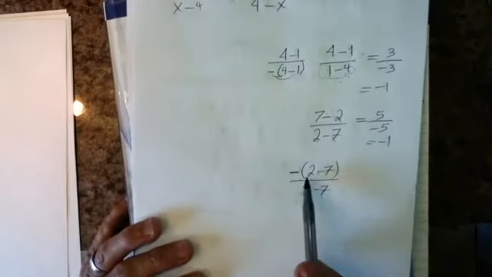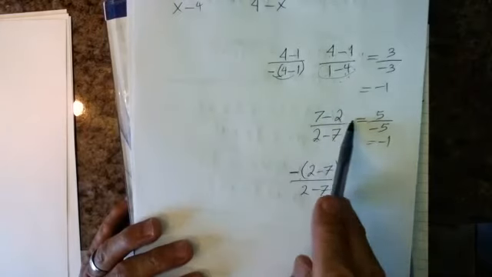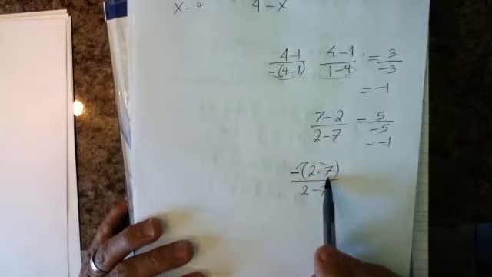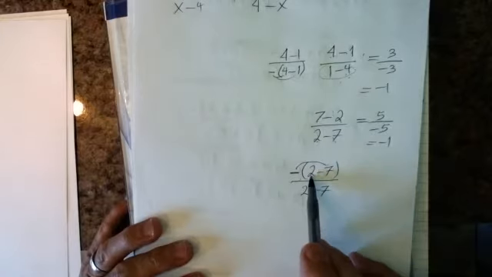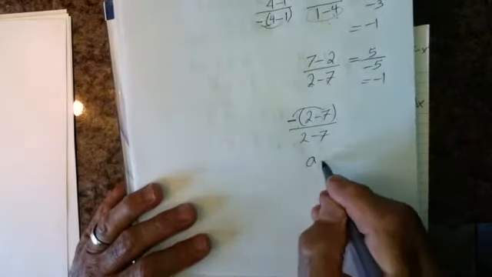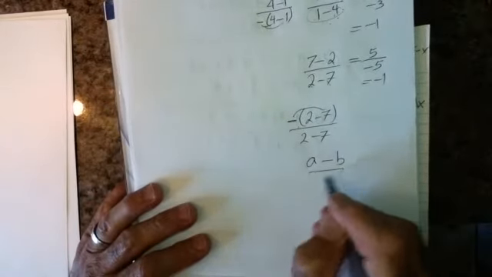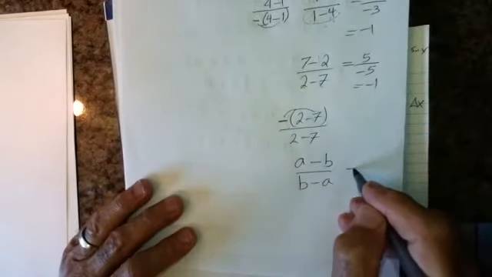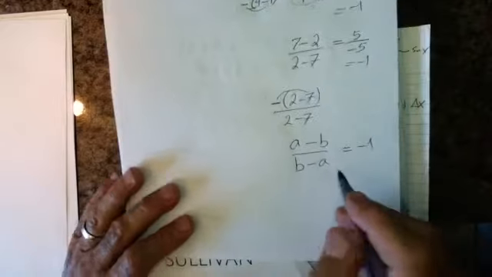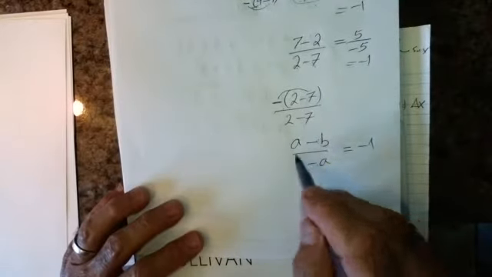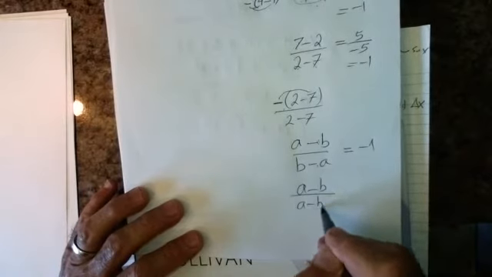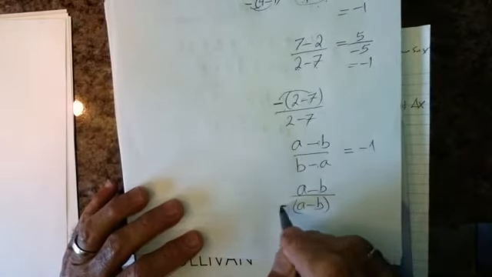Because negative 2 minus 7 is the same as 7 minus 2. Look, when I distribute, negative times negative 7 is 7, negative times 2 is negative 2. It's the same thing. So if you have A minus B over B minus A, the outcome is always negative 1, or you could take one of these two, write the other one, as long as you put a negative sign before one of them.